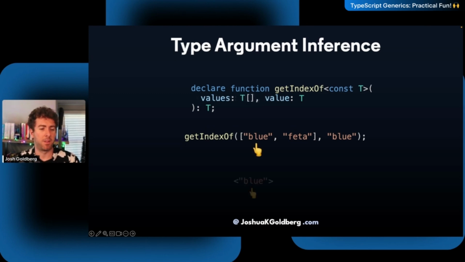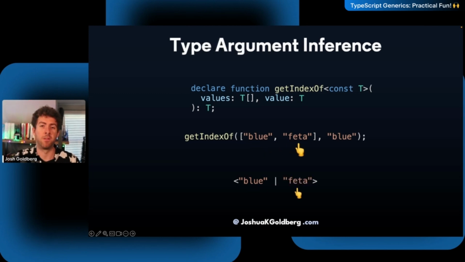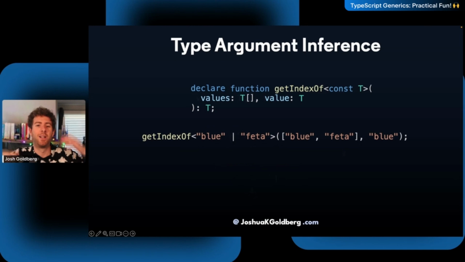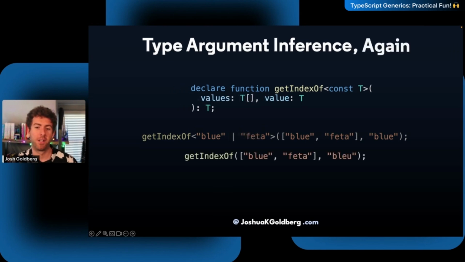So first we see blue, which means it could be blue. Next iteration we see feta, so it could be feta, so now T is the union blue or feta, the literal. Then we go back to blue, and so okay, we already had that, which means voila, hello, getIndexOf. The inferred type argument for the type parameter T is the literal of the union of the two literals, blue or feta. Awesome.